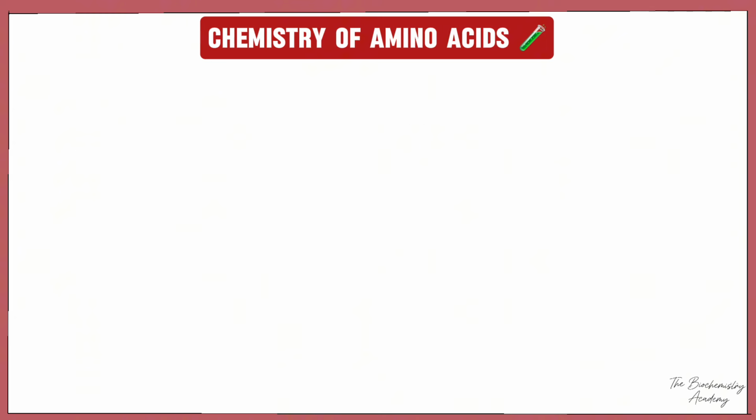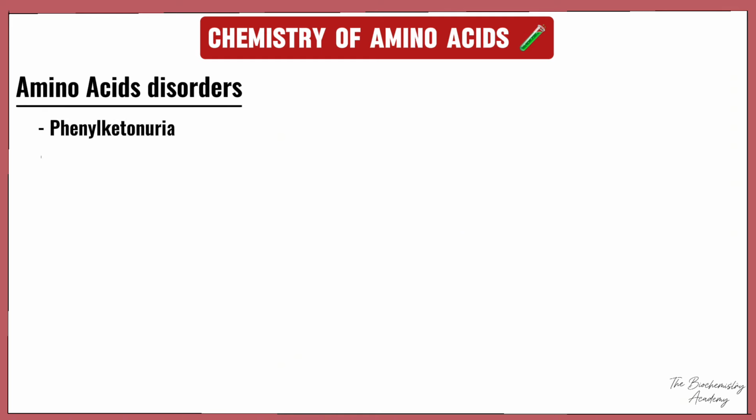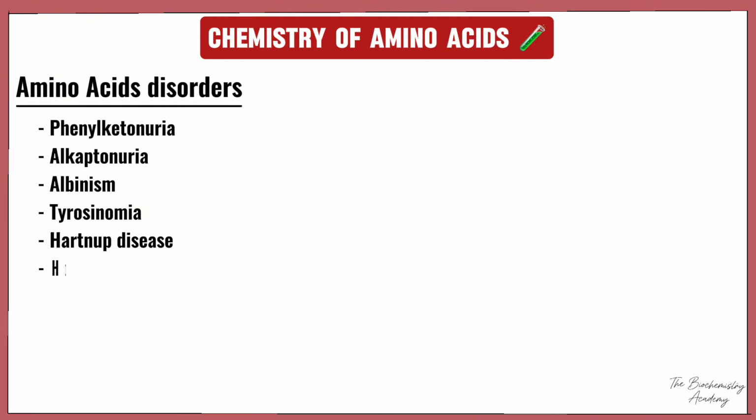Let us briefly mention the various amino acid disorders. They include phenylketonuria, alkaptonuria, albinism, tyrosinemia, Hartnup disease, homocystinuria, carcinoid syndrome. Don't worry, we'll talk about it more when we start the playlist on metabolism of amino acids.